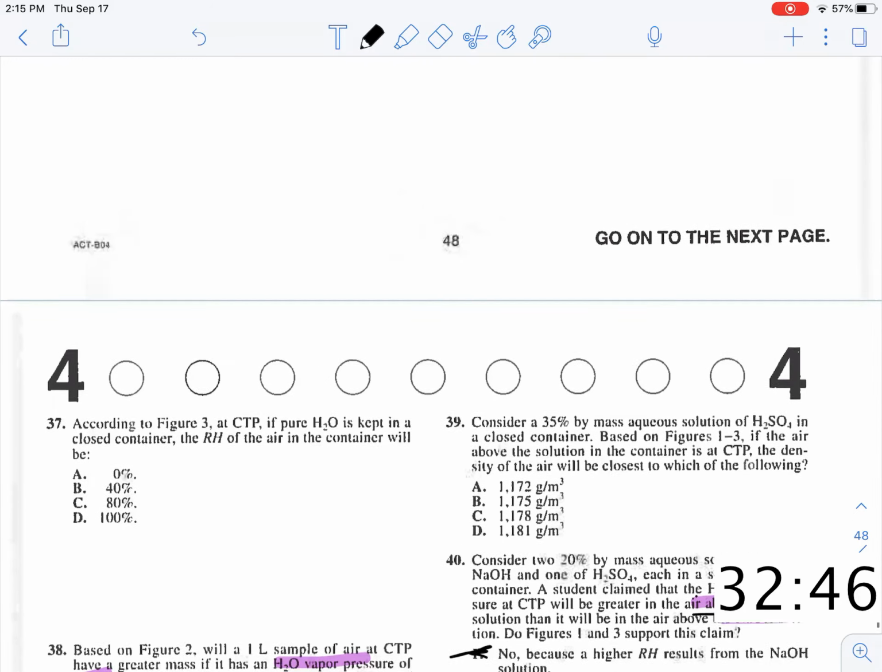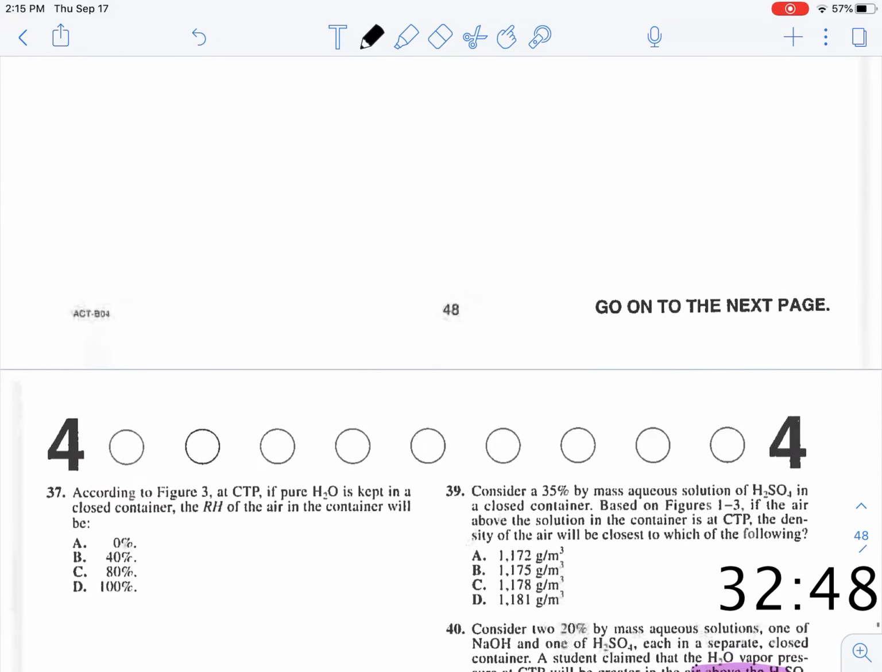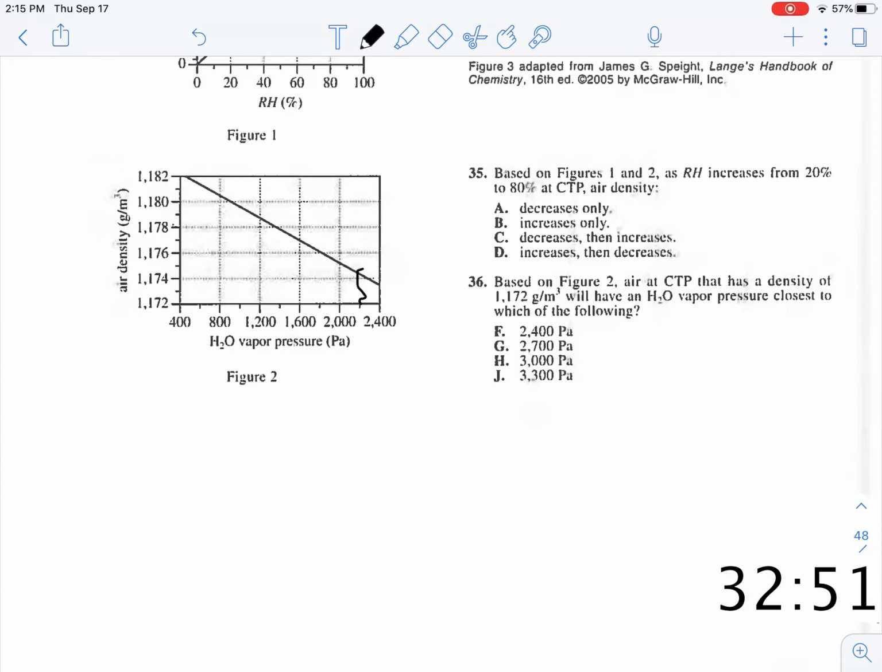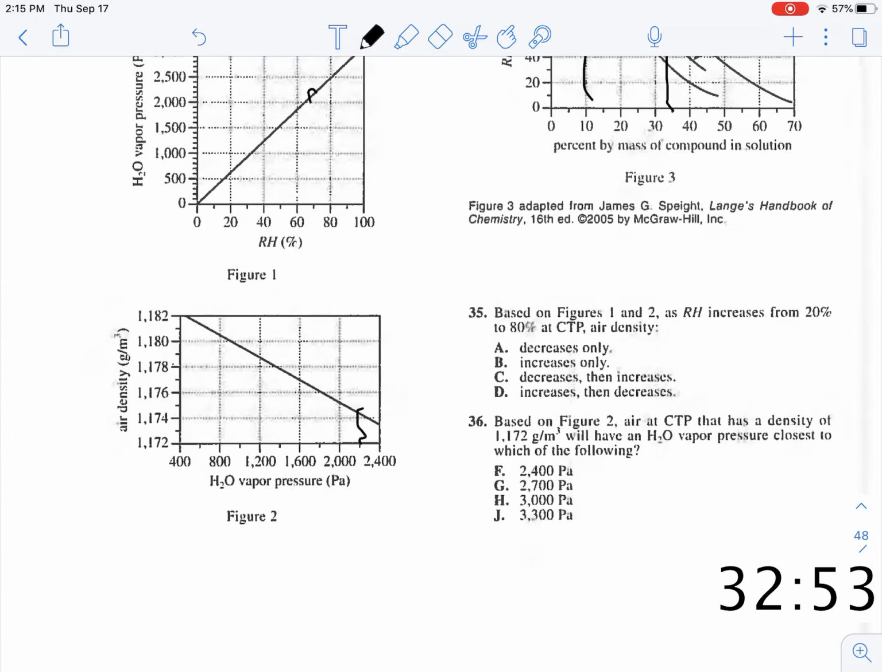Okay, we have 2 minutes. 35 and 36. As relative humidity increases, vapor pressure increases. As vapor pressure increases, air density decreases. So it would be A.